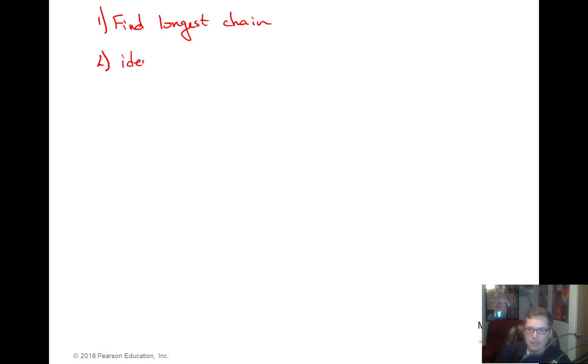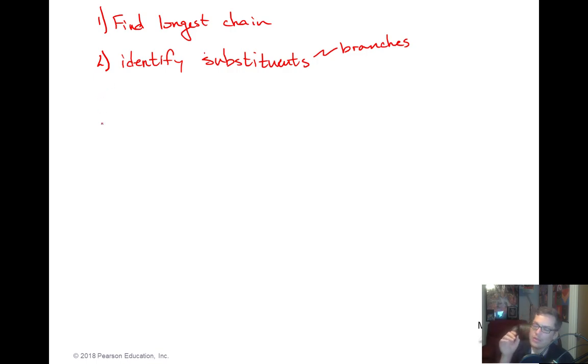And then the second step is you need to identify substituents. This is a fancy word for branches. So these are the things that are attached to your chain. You've got your chain of your longest carbon, and then off of it you're going to have substituents. These are your branches that are coming off of it. Then after you've identified your substituents and where they are, you have to figure out the way to get the numbers of those substituents so that they're lowest.